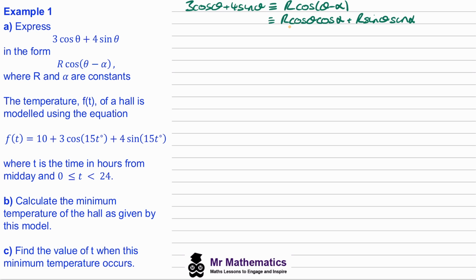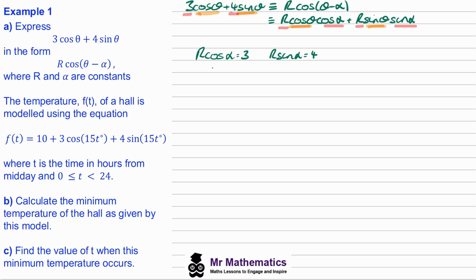And then you can see that this cos theta will match with this one. So r cos alpha must equal 3. This sine theta will match with this one. So the 4 must be the r sine alpha.